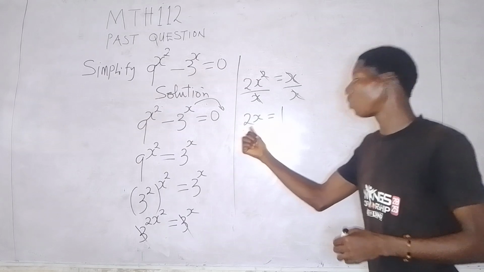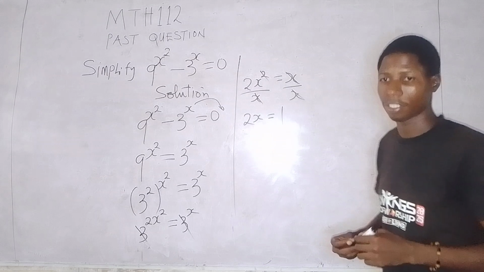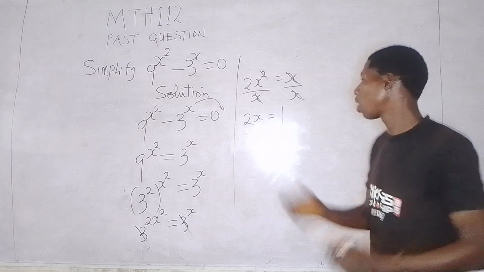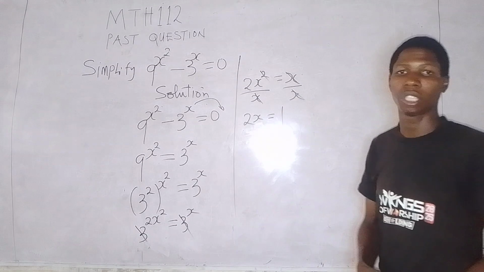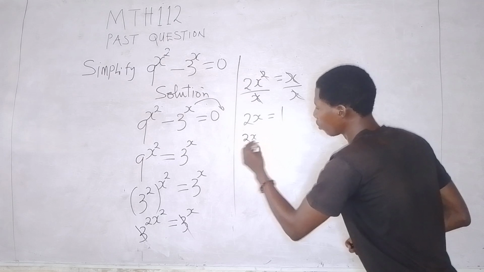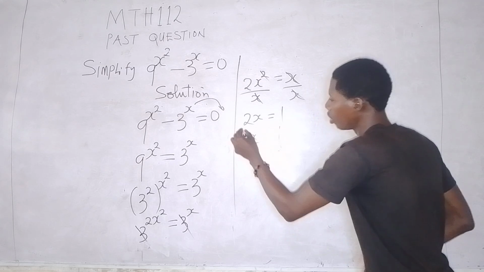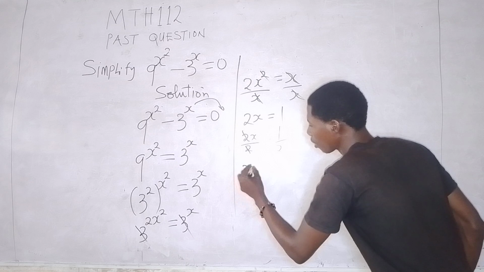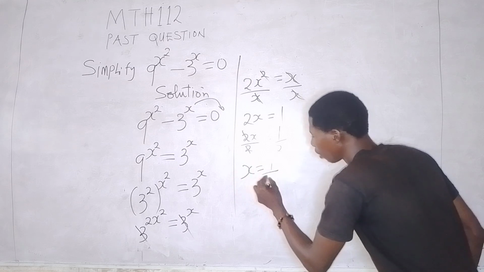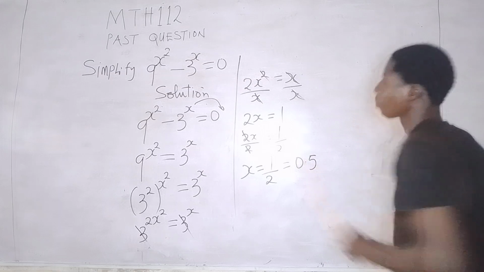Now, the coefficient of x here is 2. And I'm interested in getting the value of x. To get the value of x now, I'll divide all through by the coefficient of x, which is 2. And I'll say 2x over 2 is equal to 1 over 2. These 2 will cancel, and x is equal to 1 over 2, which is equal to 0.5.